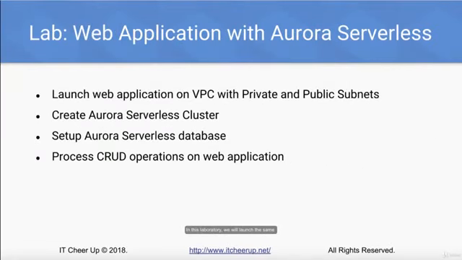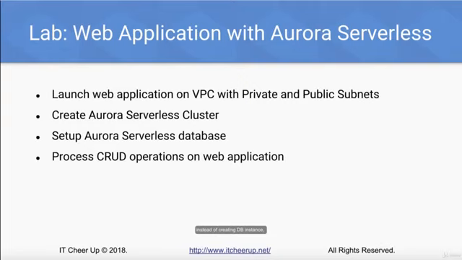In this lecture, we will launch the same contact utility web application that we used in our DB instance lifecycle web application lab. The step-by-step instructions are very similar to each other. We will create a VPC with private and public subnets. Create an additional private subnet. Create 2 VPC security groups, one for web server public access and the other one for database private access. Create a DB subnet group.